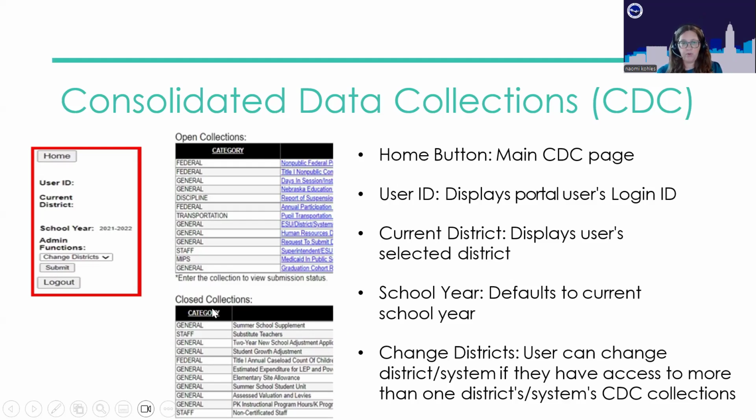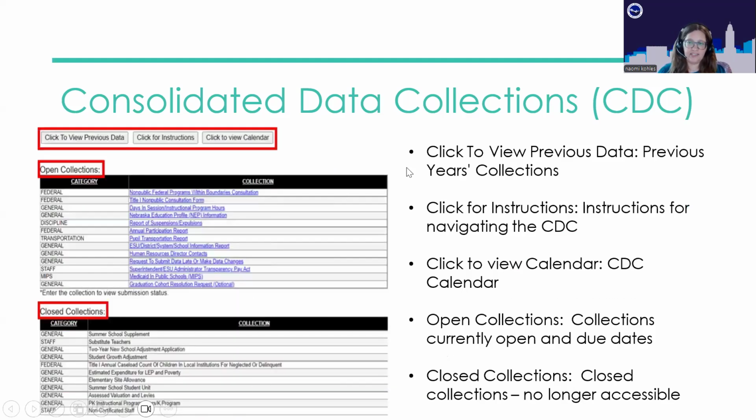Similar to how the portal was set up, you have the open collections and you have the closed collections. So the top section is going to be the ones that are open, and the bottom section is going to be the ones that you don't have access to. So I guess I got a little ahead of myself, but that's what this screenshot here is showing you too.